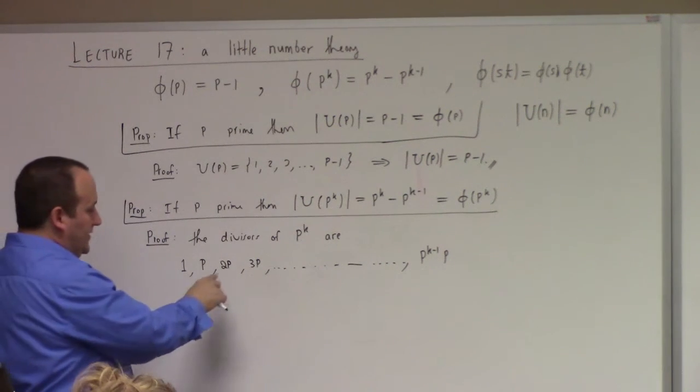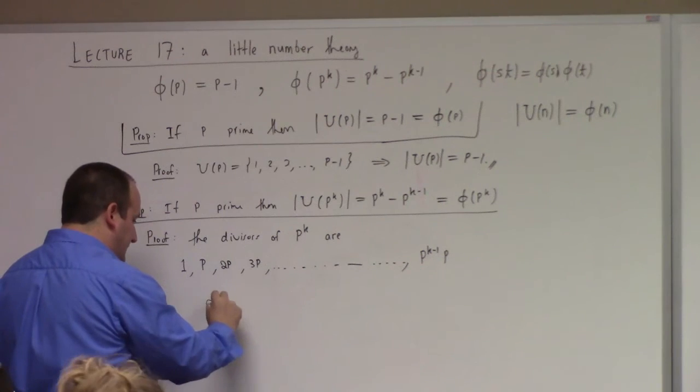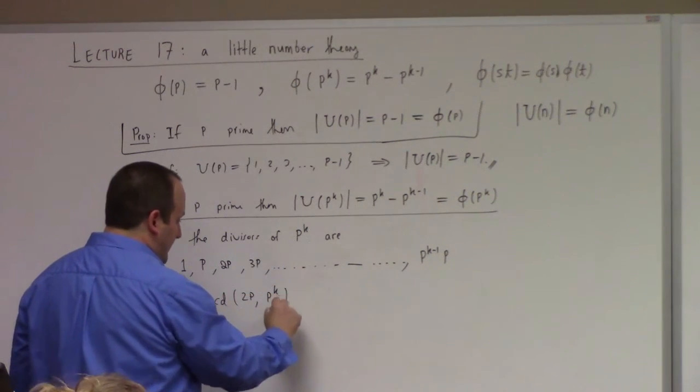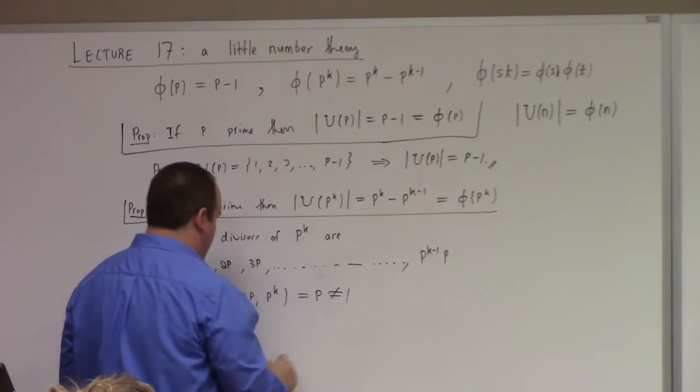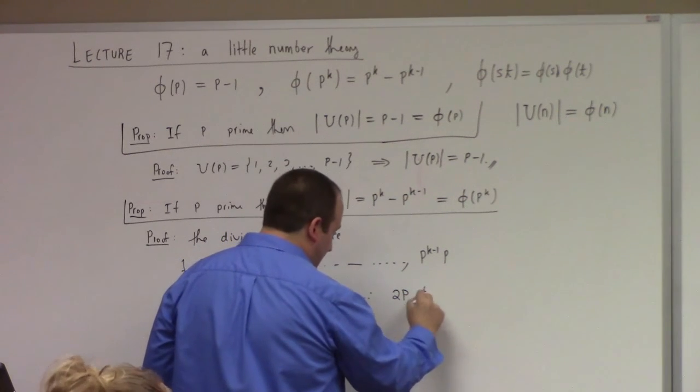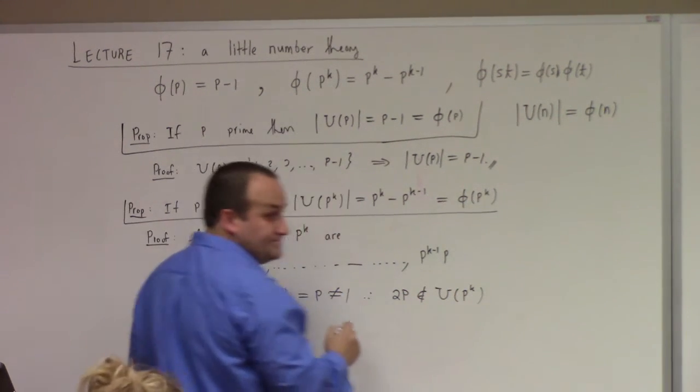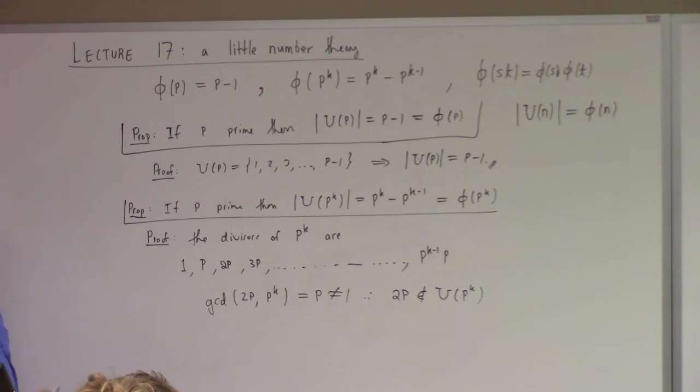So the point is the greatest common divisor of 2p and p to the power k is what? It's p, which is not 1, right? So therefore 2p is not an element of U of p to the power k. I overstated it. We're not just looking for multiples of p. We're looking for anything that's not relatively prime to p to the power k. So any multiple of p will have a greatest common divisor of p, or p squared, or p cubed, or whatever you happen to have inside there, depending on the multiple.